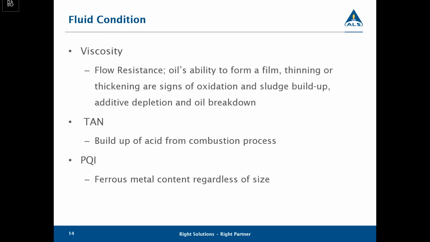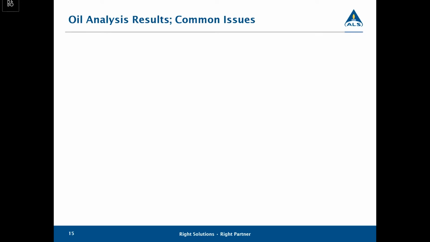So what we do is we have an instrument that utilizes a magnetometer, and it looks at the magnetic field, and we place the sample on that instrument, and it gives you a reading to the total ferrous content that might be in that sample, regardless of the size of the particles. So you can have a lot of very small particles or a few very large particles, and you'll be able to quantify that.